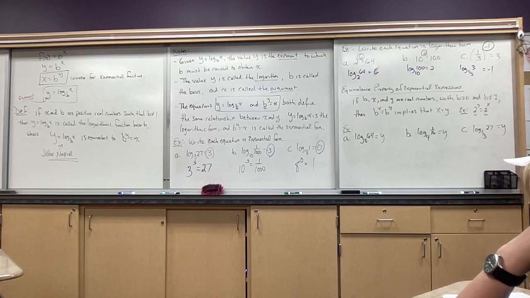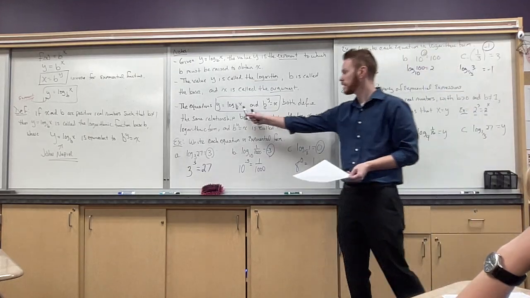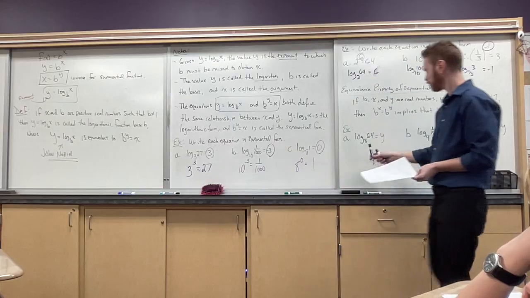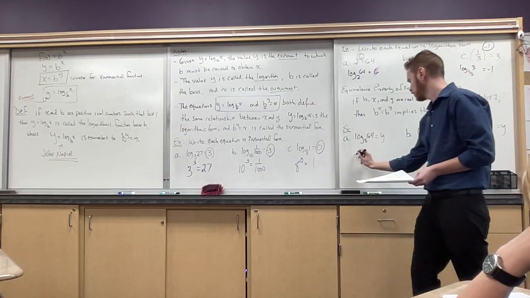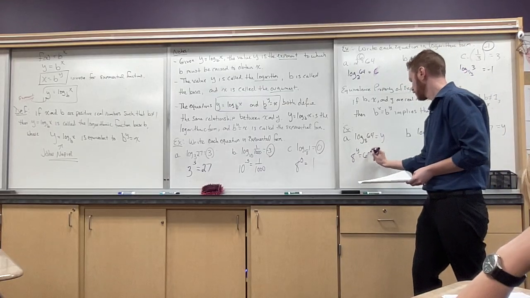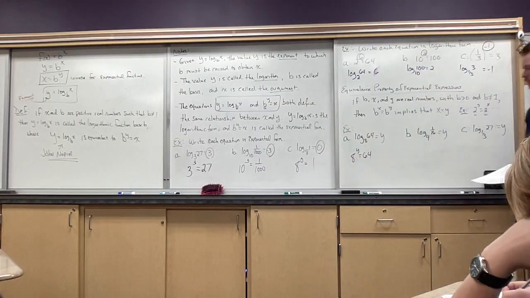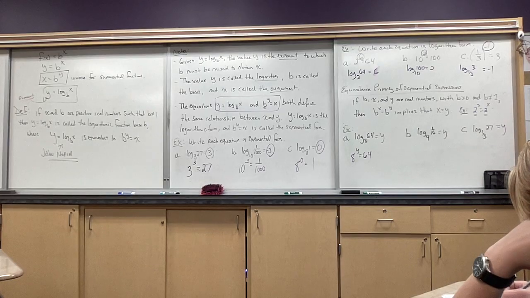Well, let's go back to this guy. We know that this is the same as this. So my first step to solving them is let's rewrite it using the exponential form of it. So this is going to be 8 to the y equals 64. Now this is a very straightforward one. What does y have to be in this case? 2. Just 2, right?